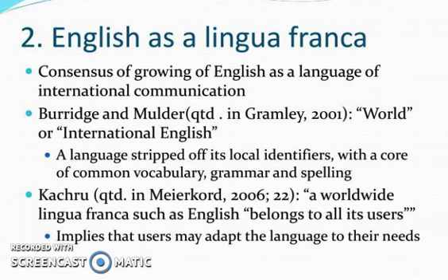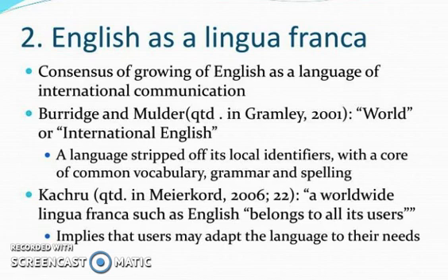A language stripped of its local identifiers with a core of common vocabulary, grammar, and spelling. The educator says that a worldwide lingua franca such as English belongs to all its users. So as you see, a lingua franca language belongs to all people over the world, and we don't have a requirement that English speaking people should be natives.